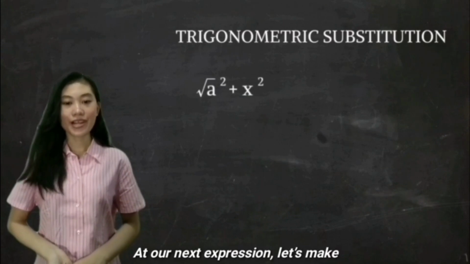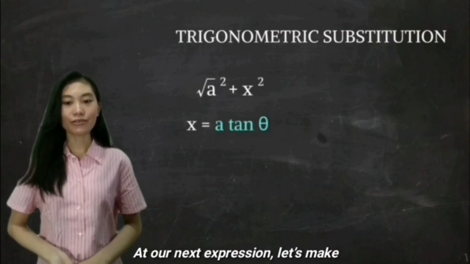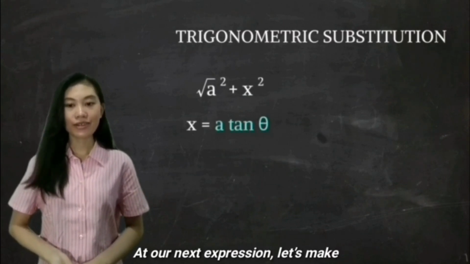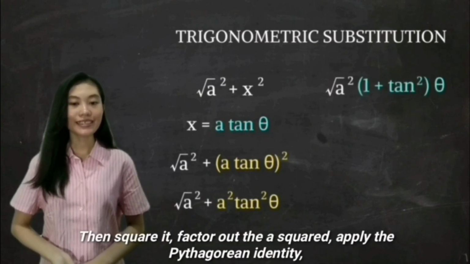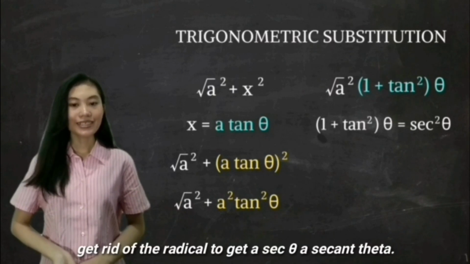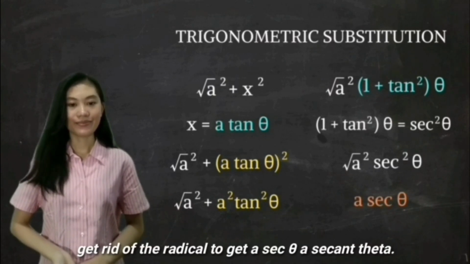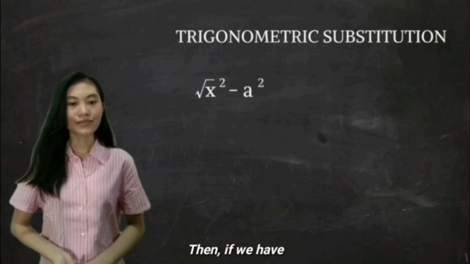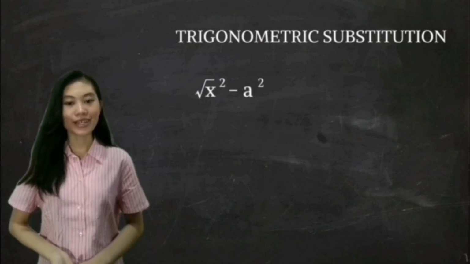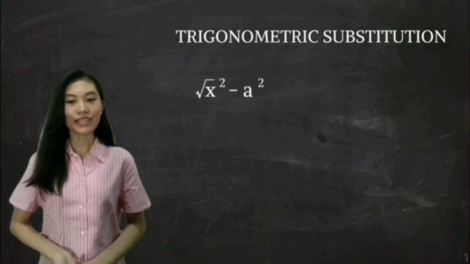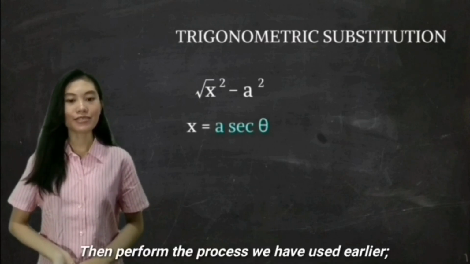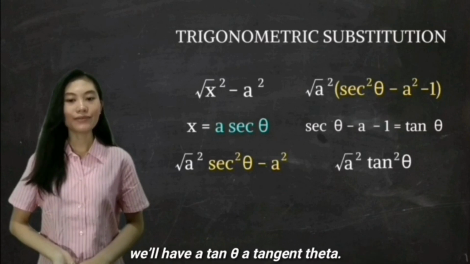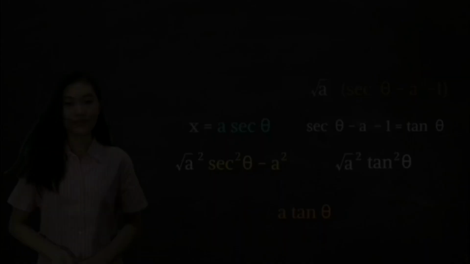At our second expression, let's make x equal to a tangent theta. Then square it, factor out the a squared, apply the Pythagorean identity, get rid of the radical to get a secant theta. Then we have square root of x squared minus a squared. We can change x into secant theta, then perform the process we have used earlier. We'll have a tangent theta.